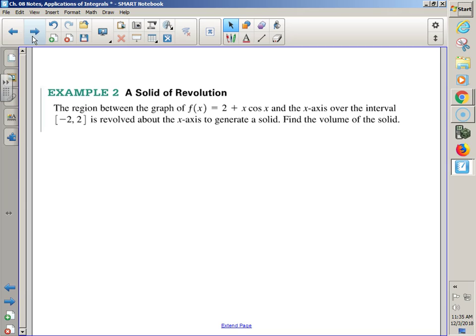Yeah, you can graph 2 plus x cosine of x. Radian mode, true? How do you put an interval like this into your calculator? Window, x min, -2, x max, +2.